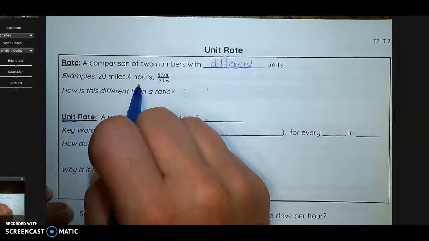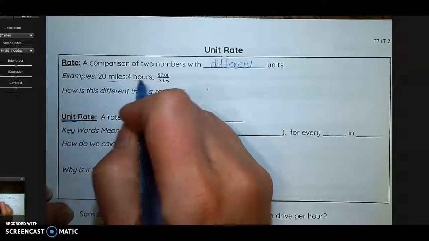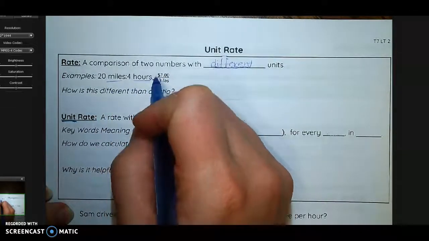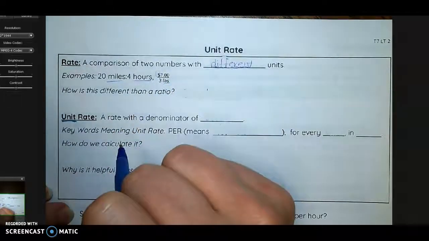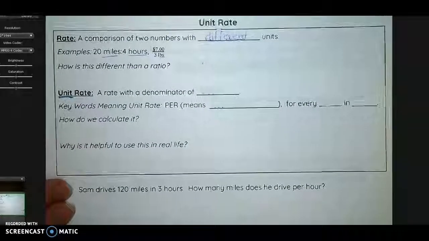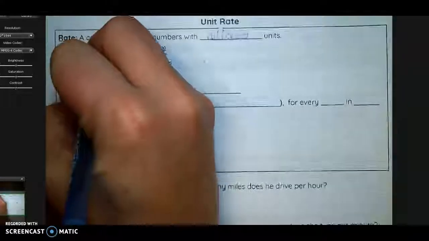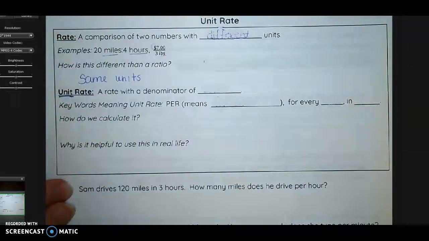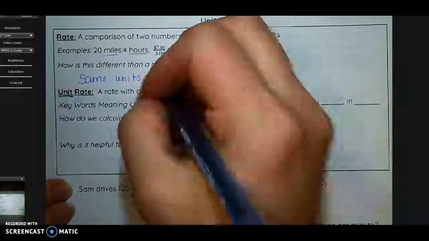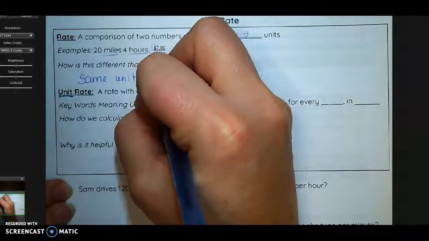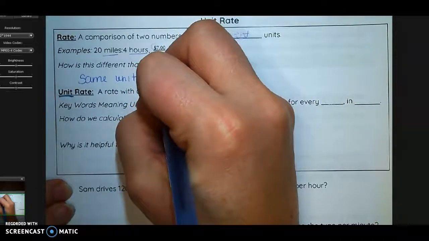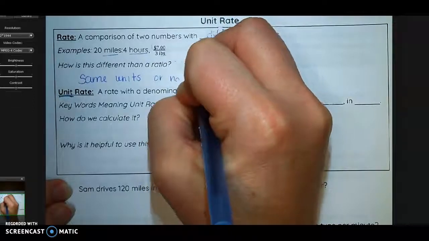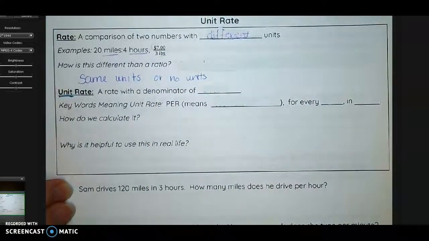So a rate is going to be like 20 miles to 4 hours, and we've got miles and hours here, and in this example we've got $7 to 3 pounds. We've got dollars compared to pounds. And when I talk about ratios, they actually have the same units. And if you remember from our first learning target when we were working with conversions, when I have the same units, those can cancel out. So you might also have heard it said that they don't have any units. But that is why. It's because they can cancel out because it's the same units.